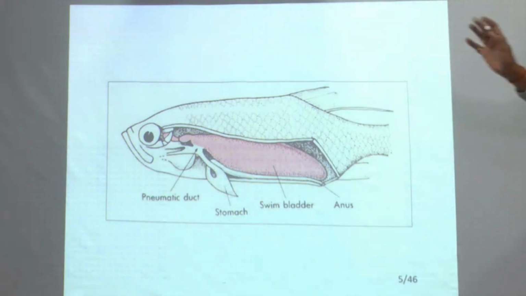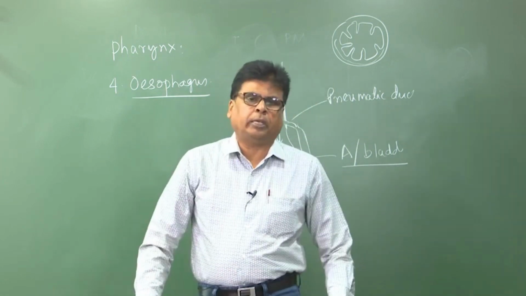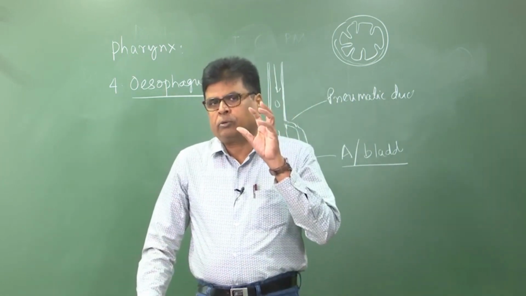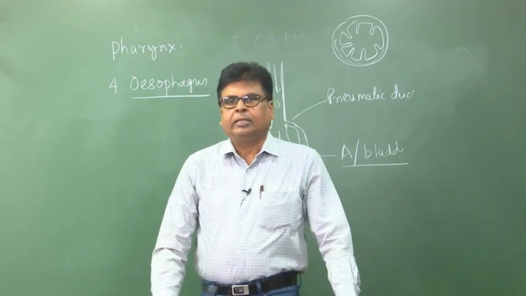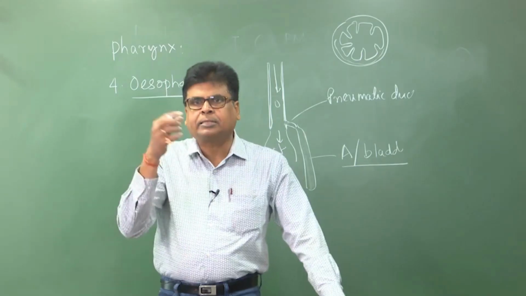So, this is just one idea regarding the pneumatic duct in the case of fishes. Now come to the oesophagus in the case of birds. In birds, the oesophagus is very important. It is a long tube, because you know the bird has a neck.